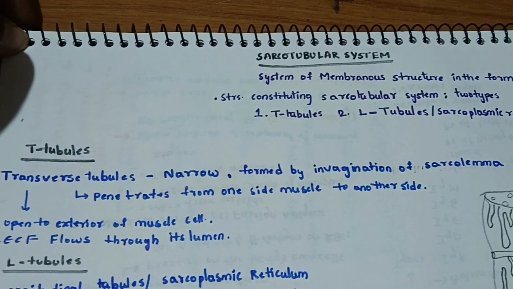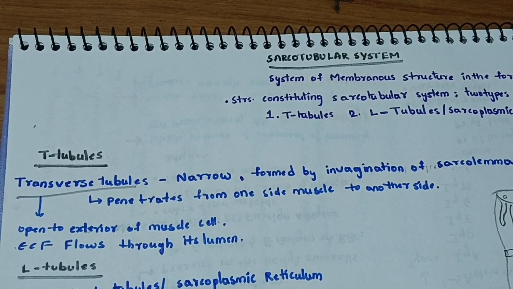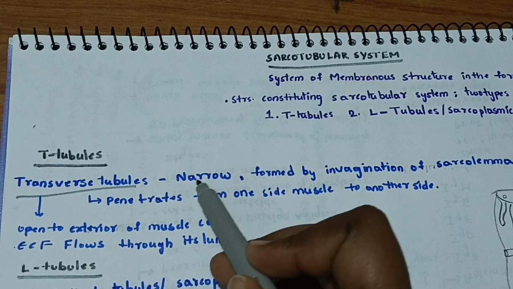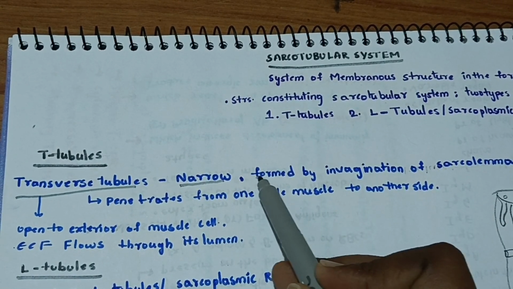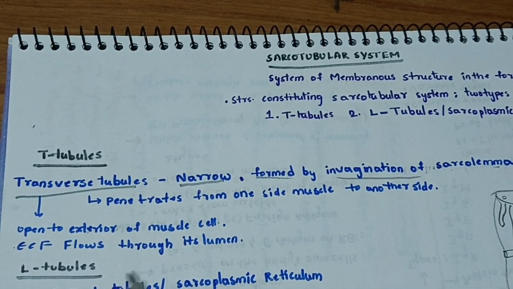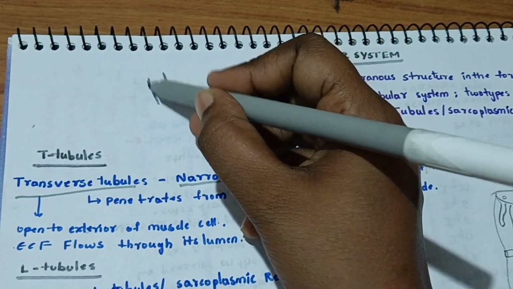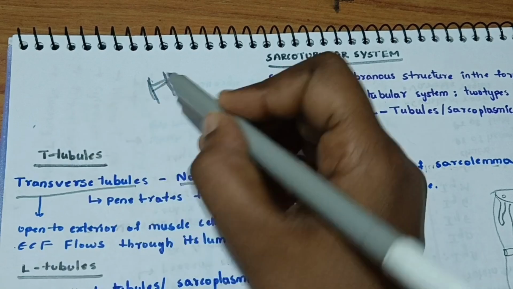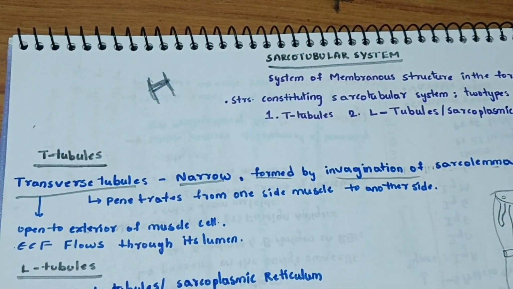Now let's discuss the T tubules. What are the T tubules? These are transverse tubules presented transversely in the muscle fiber. They are narrow, formed by invagination of sarcolemma. If this is a muscle fiber covered by sarcolemma, the sarcolemma is invaginated like this, forming a tubule here.